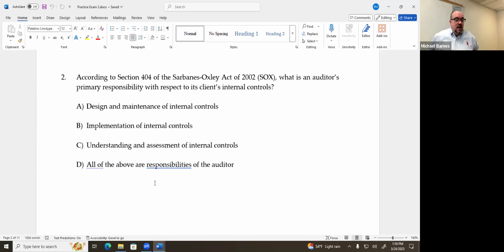Is it responsible for understanding and assessment of internal controls? Yes. Assessment of internal controls is sporadic, depending on whether or not we choose to rely on internal controls. Understanding of internal controls is required in every single scenario, every single situation. Even if we choose not to test internal controls in an area, an auditor has to understand internal controls. So C is our answer.